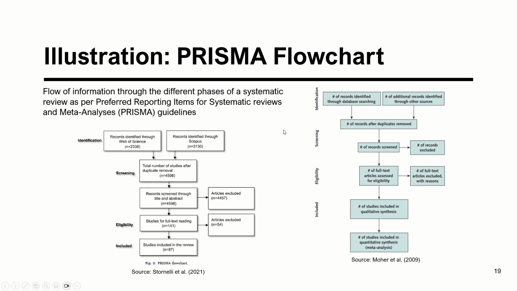You can go look up the Prisma guidelines. There are several websites and articles which have been written on it that will give you a clear picture. What I've provided on the right is more of a templatized version where you can look at how the records were screened and how we ended up finalizing or even selecting the number of studies which form the final corpus.